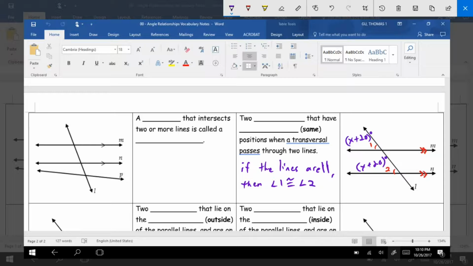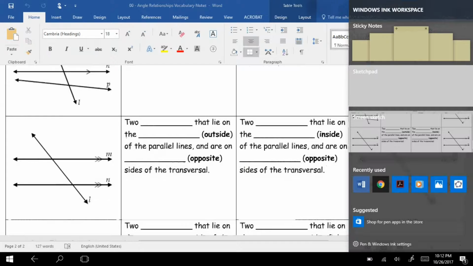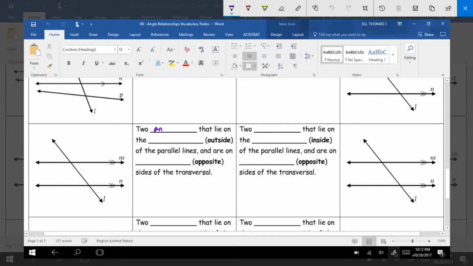And this is only if the two lines are parallel. Let's go to the next definition. Into the middle section now. Okay, so two angles that lie on the exterior, which means outside, of the parallel lines and are on alternate or opposite sides of the transversal. So let's take a look at our picture here.